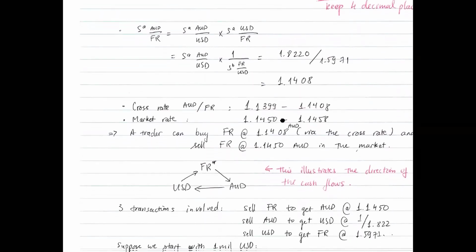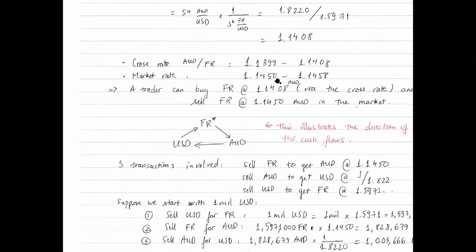So once I have the cross rate, I'm going to be writing the cross rate here. So this is the cross rate I just computed before for the Australian dollar divided by franc exchange rate, right? On the left-hand side, the implied bid rate is 1.1399 and the implied ask rate is 1.1408, okay?